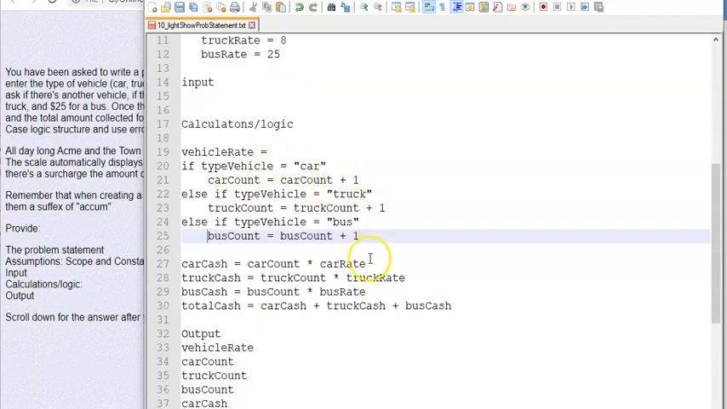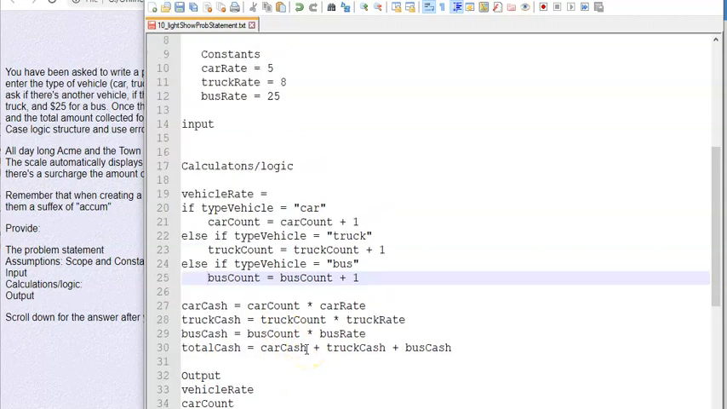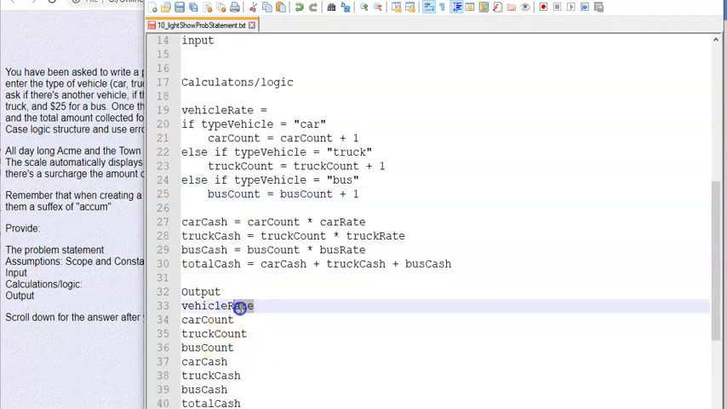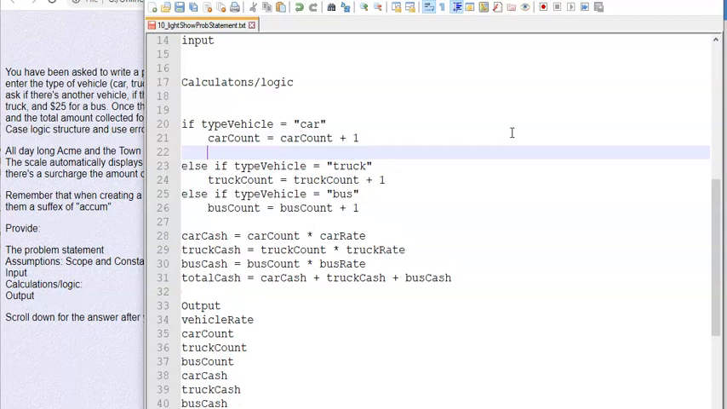If it's a car, wait a minute. Aren't I missing something? Where is vehicle rate? Here we go. So I have this output right here, this vehicle rate. I didn't put that. Oh, here it is right here. All right, so the vehicle rate can't go there. It's only after this. So what I'm going to do is say that if the car count is 1, then the vehicle rate equals the car rate. And then we'll do the same thing for each one.